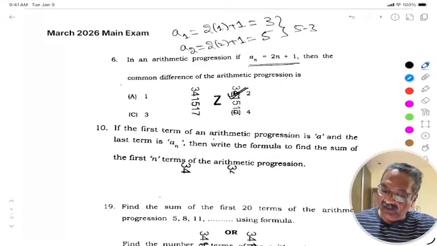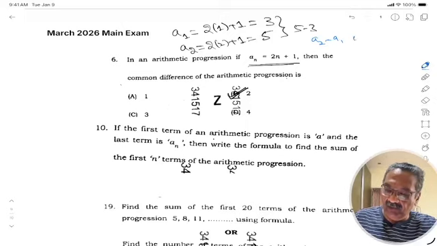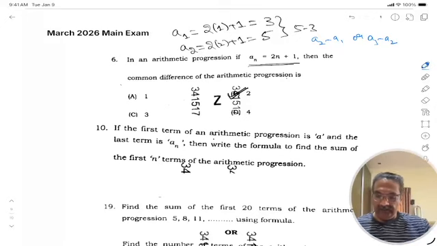Here children, you have to be careful. Sometimes what will happen is they will give minus 2 and plus 2 also. You have to always find the common difference as a2 minus a1, or a3 minus a2, like this. Okay, the next question.